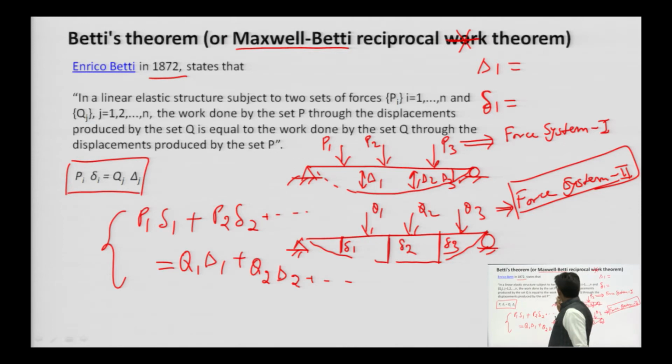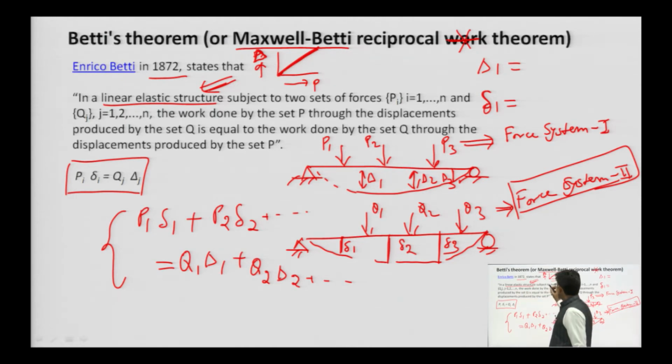So, according to this theorem, in a linear elastic structure, this is very important: linear elastic means if we apply the force P, then the displacement varies linearly. This is the meaning of linear. And elastic means after removing the load, delta will be 0.